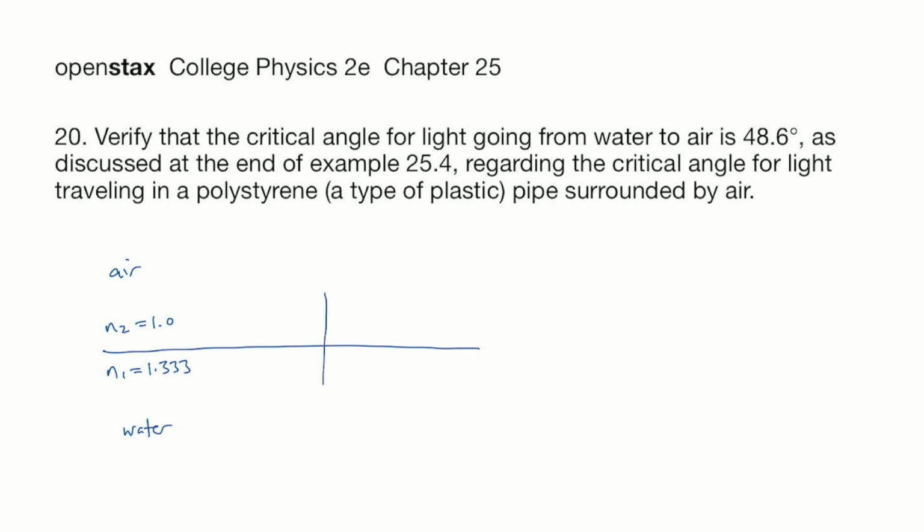Let's draw the normal to the interface. This means it is perpendicular to the interface. And we're looking for a critical angle. So light's going in. We've got theta critical. And then for theta critical, our theta 2 is 90 degrees.